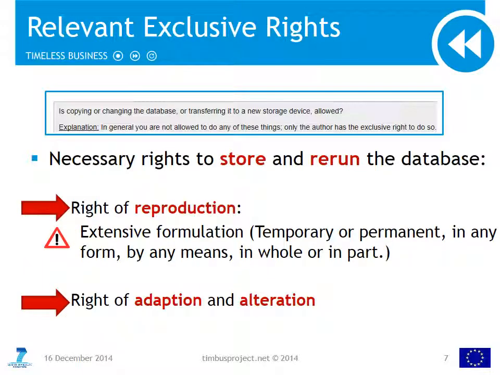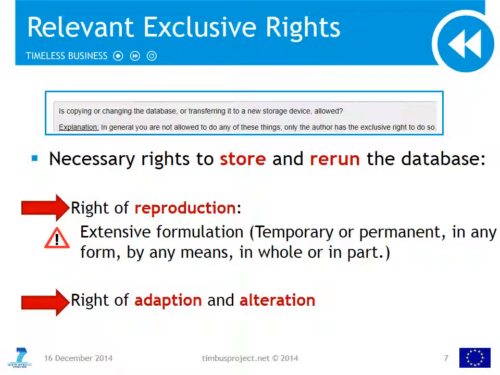What exclusive rights belong to the author? Article 5 of the Database Directive defines the rights enjoyed by the author of a database. Exclusive rights of the author include reproduction, adaptation, and alteration. However, digital preservation requires all of these acts.